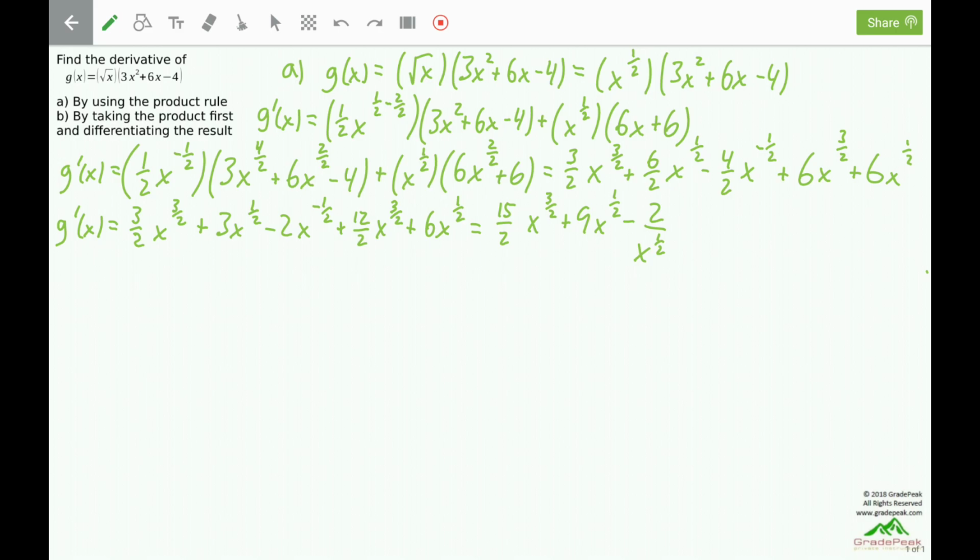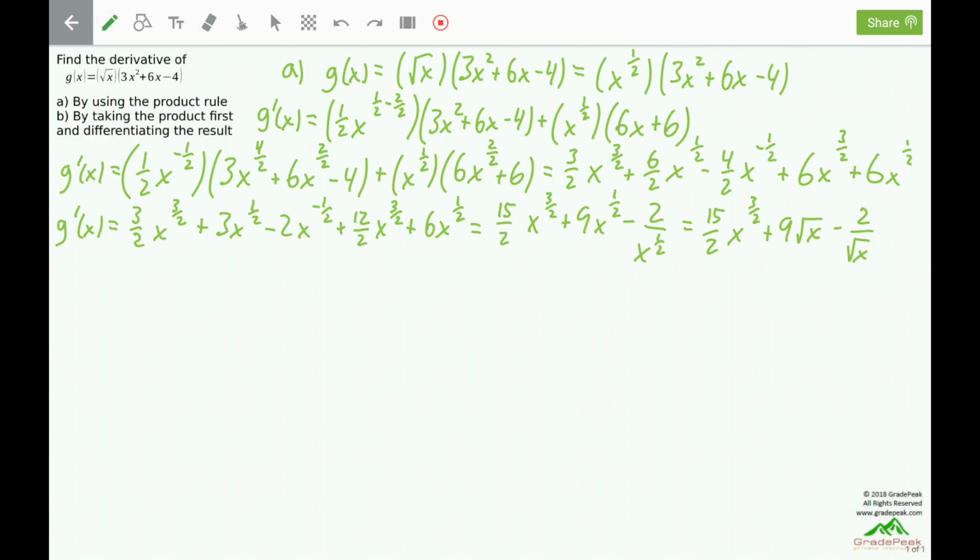X to the 1 half is the square root of x to the first power, or just square root of x. I will rewrite each of those then to be the square root of x. I'll leave the first term alone, and I have 9 square root of x minus 2 over the square root of x. And there is our derivative.